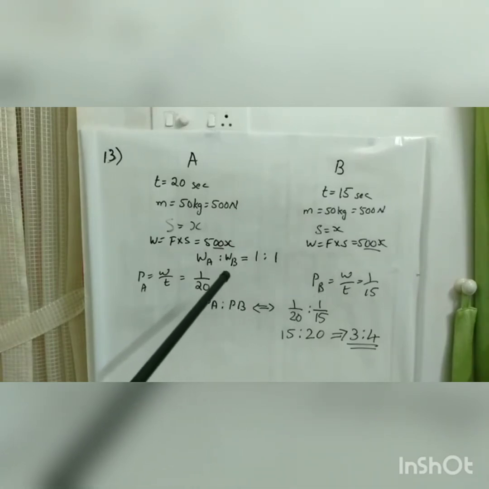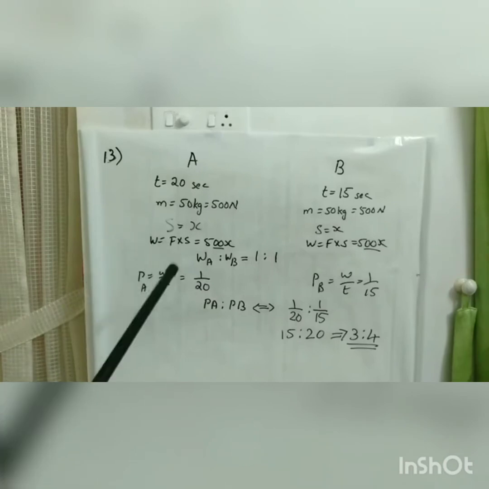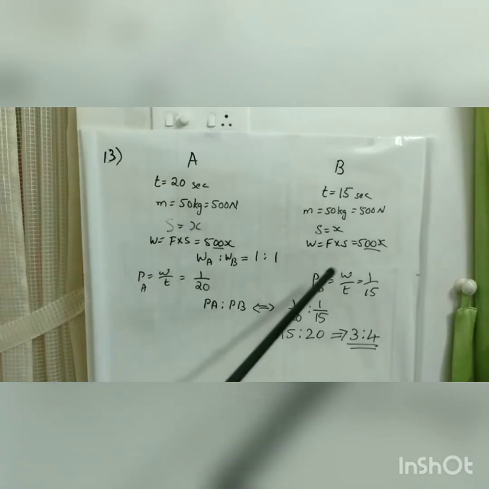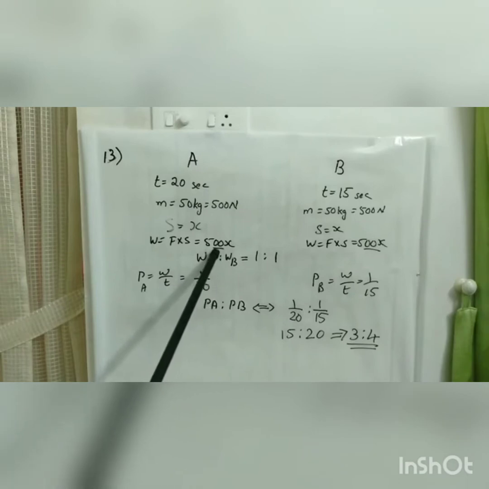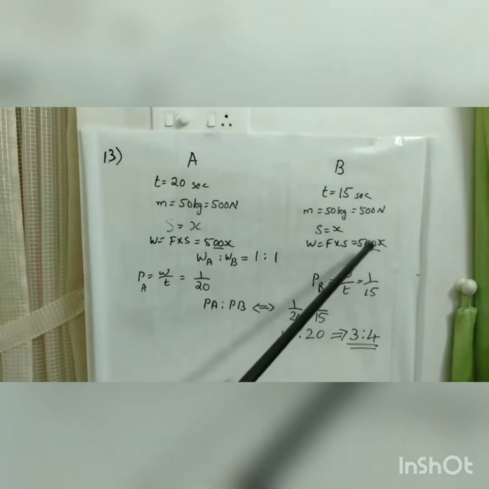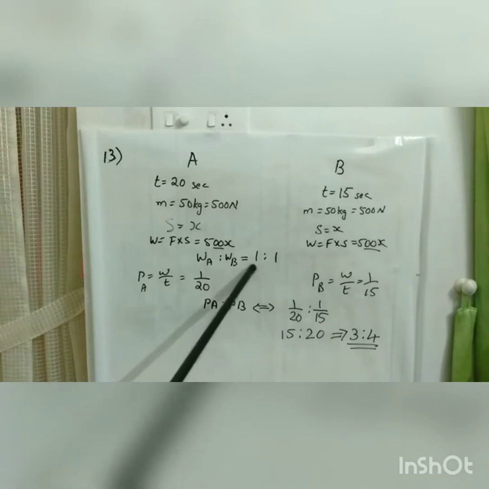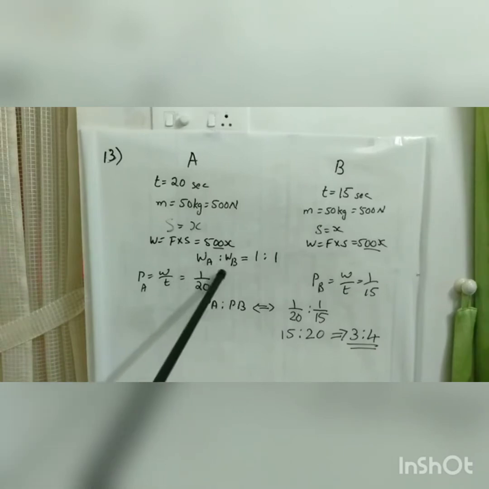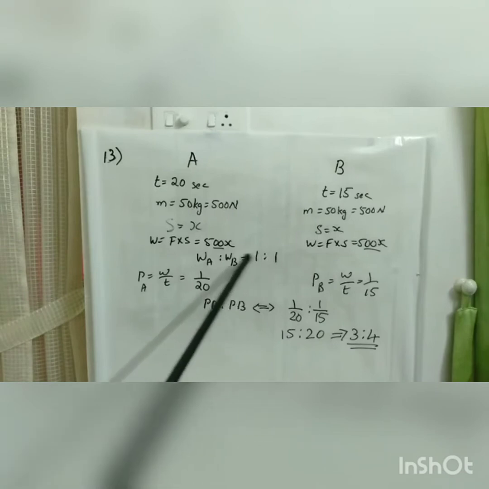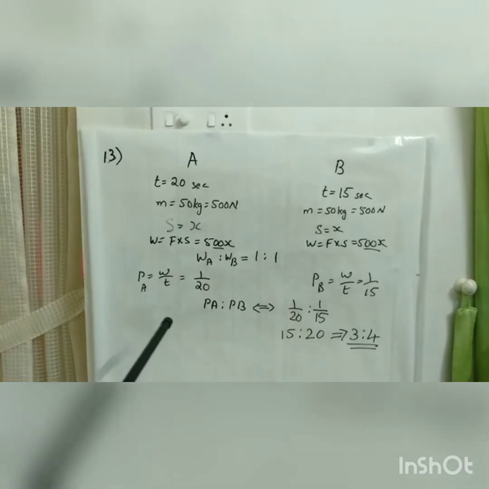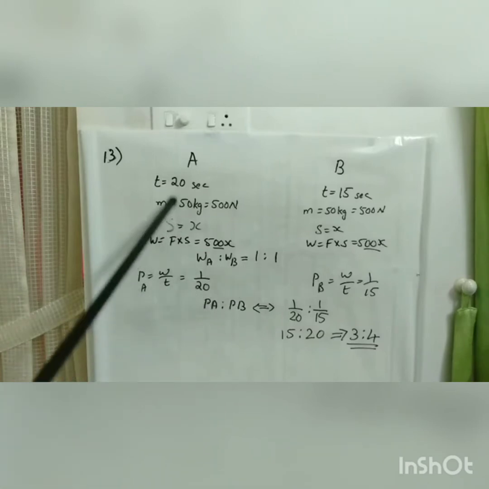So you are asked to compare. Compare means the answer should be in ratio. Work done is equal to force into distance. Force is 500. Distance is not given. We can write x. Here also 500x. So both work done is 500x, 500x. So we can write the ratio as work done by A, WA is to WB is 1:1 because both we got the same answer. Next question is, you are asked to calculate the power. Power done by A is work by time. Work we got, it is 1 by 20.